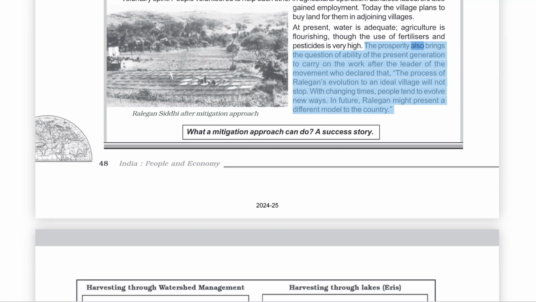The prosperity also brings the question of the ability of the present generation to carry on the work after the leader of the movement, who declared that the process of Ralegan's evolution to an ideal village will not stop. With changing times, people tend to evolve new ways. In future, Ralegan might present a different model to the country.